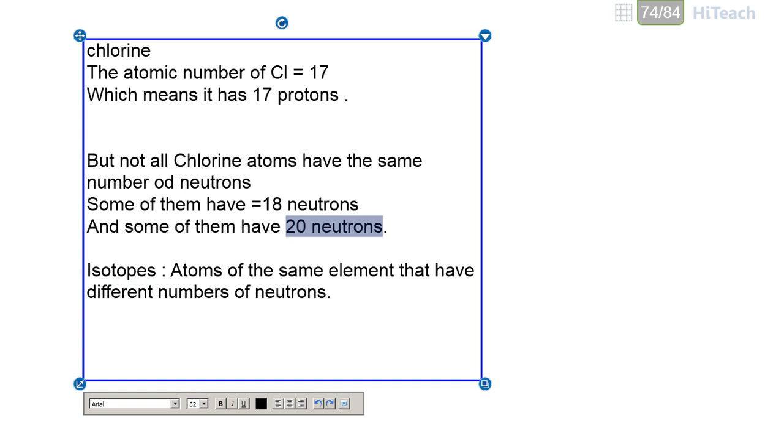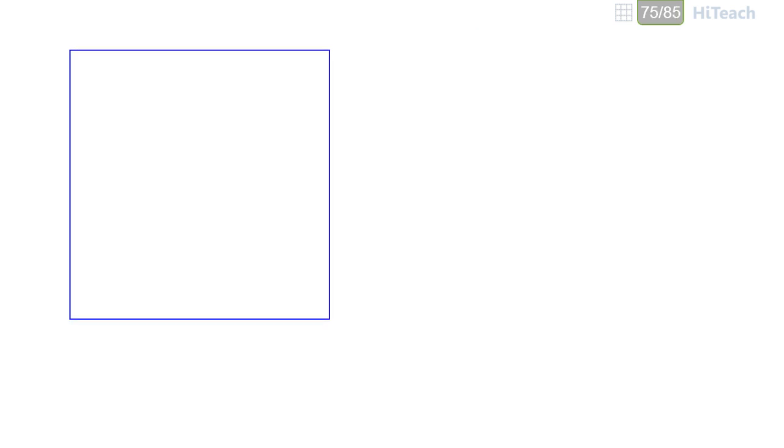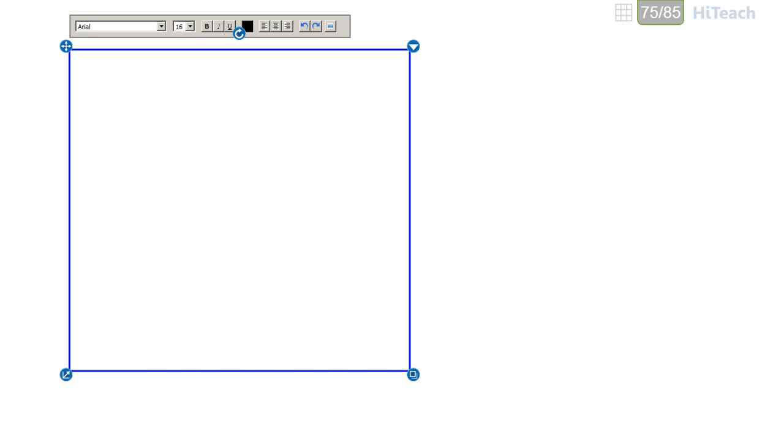Okay, I'll give you another example. The other example, hydrogen. Hydrogen has 3 isotopes, not like chlorine. Chlorine has like 2 isotopes. Hydrogen, how many isotopes does it have? It has 3 isotopes.